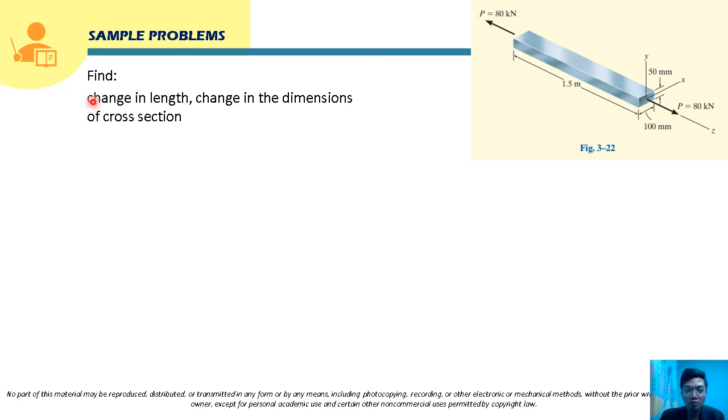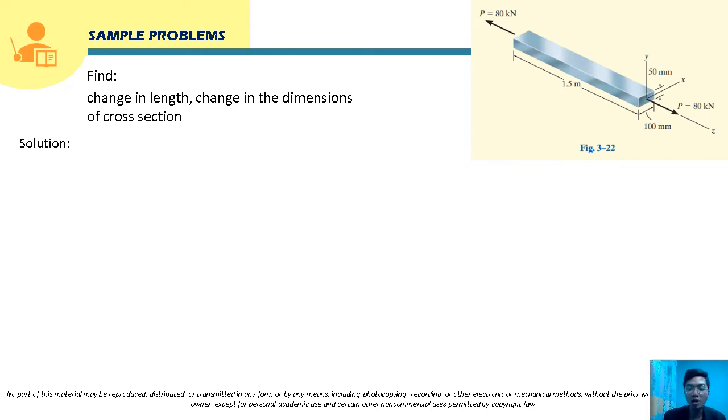So in short, for the length, that will be the elongation or deformation in the longitudinal direction, and the change in dimensions of the cross section will be the deformation in this 50 millimeter side and in this 100 millimeter side. Okay, so we are going to solve them using the formulas and the concepts that we talked about in our discussion.